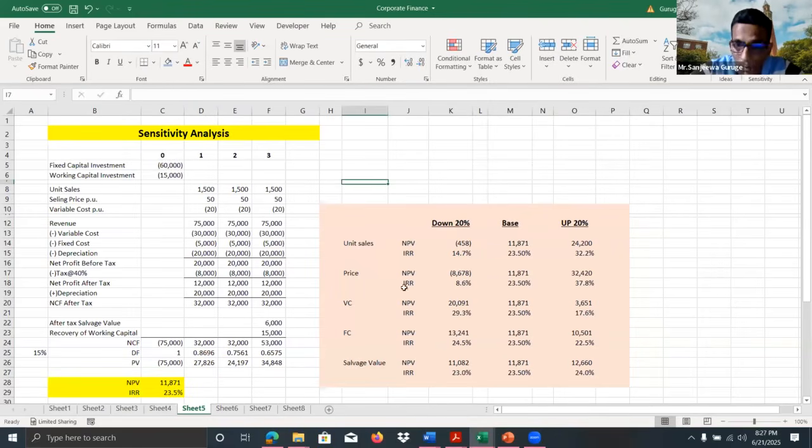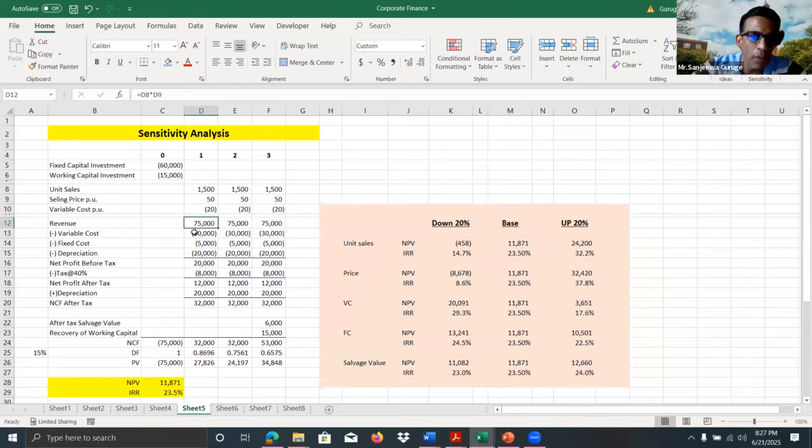But if we do this manually, for example, if you want to check if the unit sales decrease by a certain percentage, you can use any percentage. If the unit sales decrease by 20%, what will happen to the originally calculated NPV? To identify this manually, we know that if unit sales change, variable cost will change.